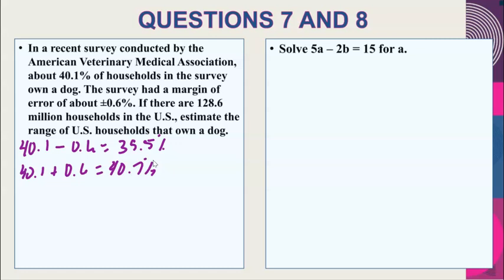Now to find the range, they're telling us how many households are in the US. So I'm going to take 128.6, and we're going to multiply that by the first percentage, and we have to put that as a decimal, which would be 0.395.